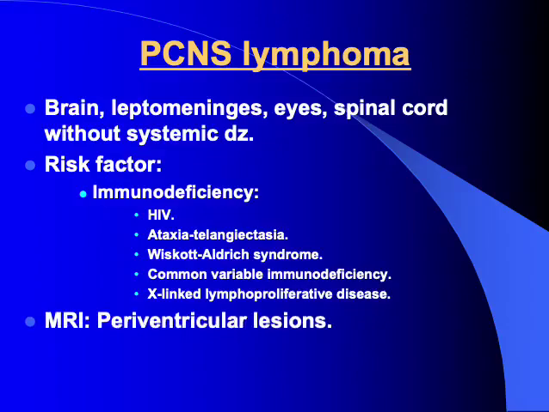MRI of the brain is very characteristic for periventricular lesions. All the time we should examine the testicles by exam and ultrasound, because testicular lymphoma has a high tendency of going to the brain.